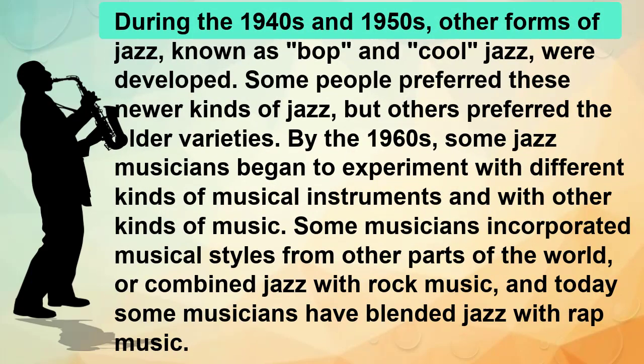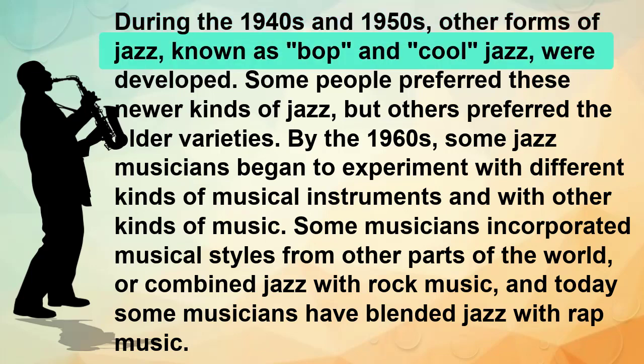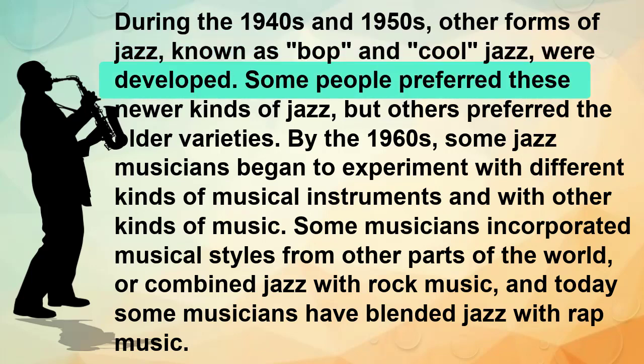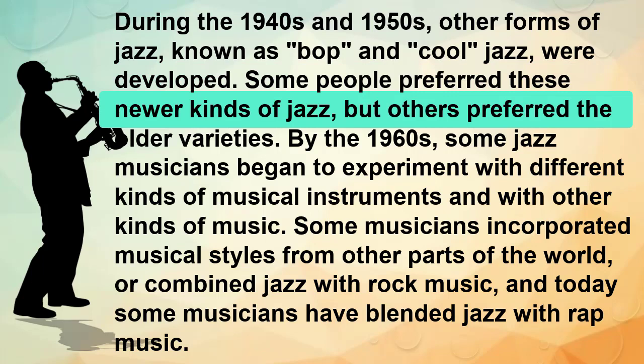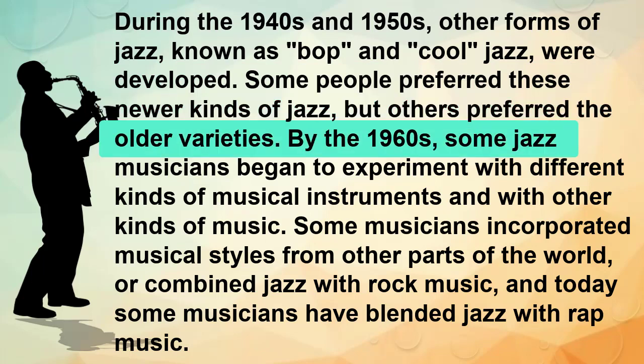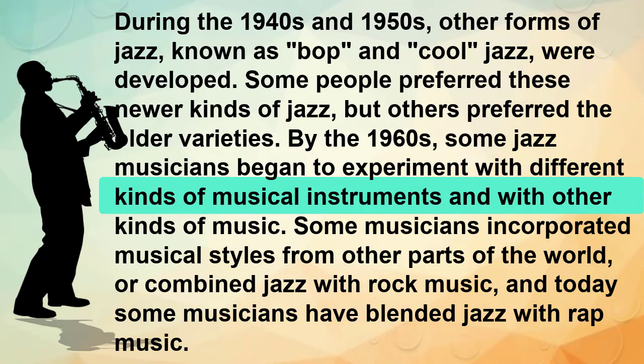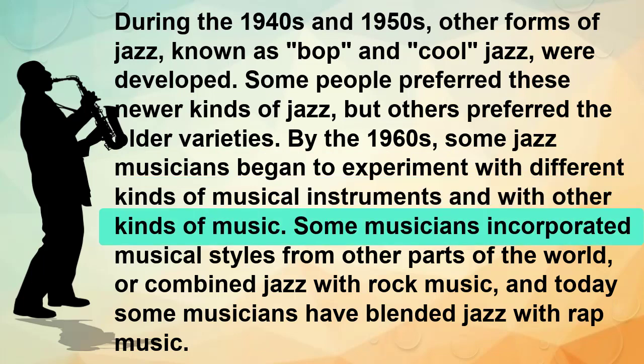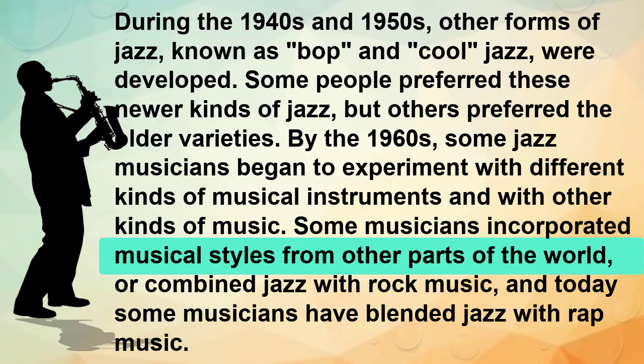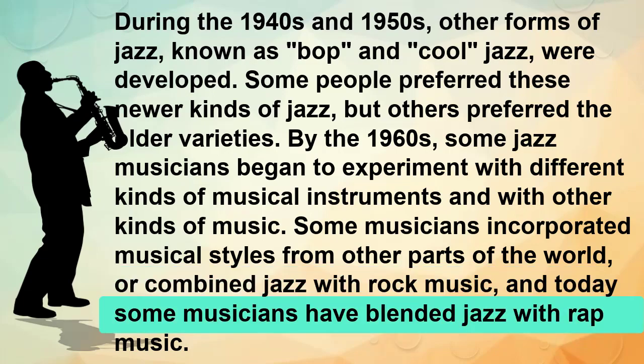During the 1940s and 1950s, other forms of jazz, known as bop and cool jazz, were developed. Some people preferred these newer kinds of jazz, but others preferred the older varieties. By the 1960s, some jazz musicians began to experiment with different kinds of musical instruments and with other kinds of music. Some musicians incorporated musical styles from other parts of the world, or combined jazz with rock music, and today some musicians have blended jazz with rap music.